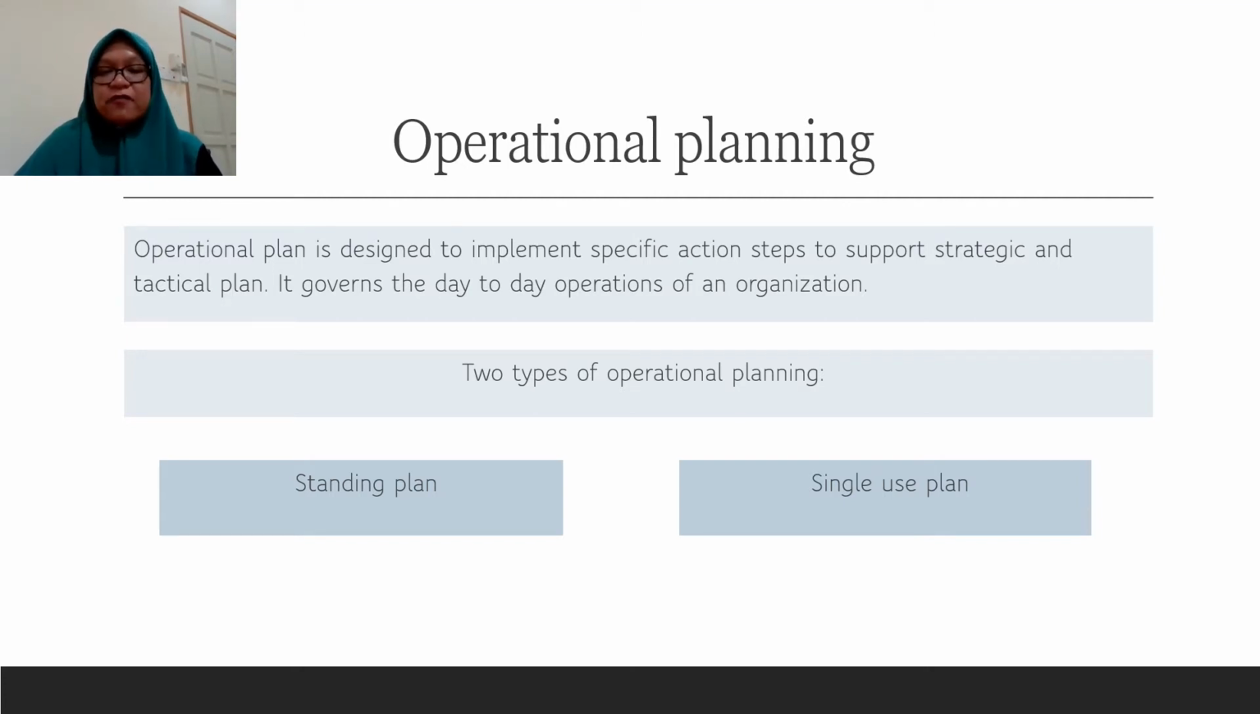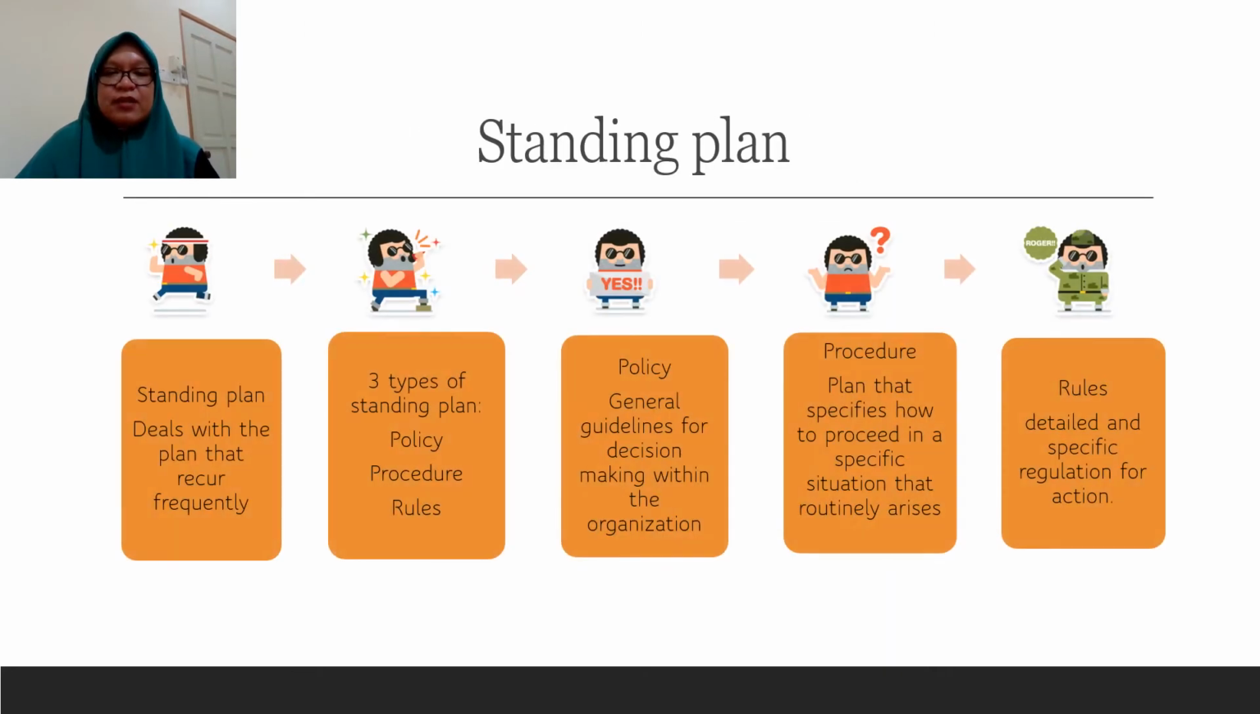There are two types of operational planning: the standing plan and the single use plan. Okay, let's see the standing plan. A standing plan deals with plans that recur frequently, meaning that whenever we face a situation, we have specific instructions, directions, and a plan that we will use in order to handle the situation. There are three types of standing plan. We have policy, procedure, and also rules.